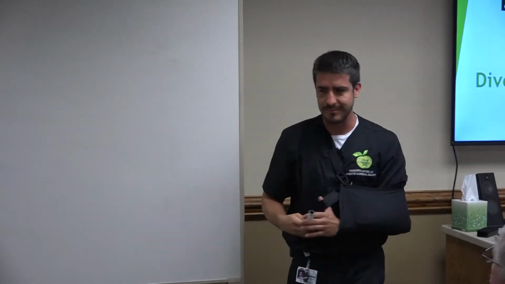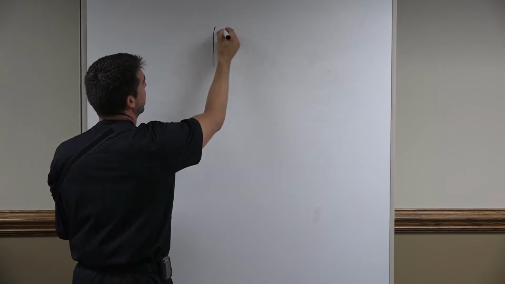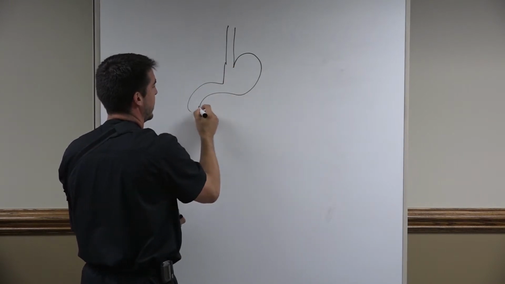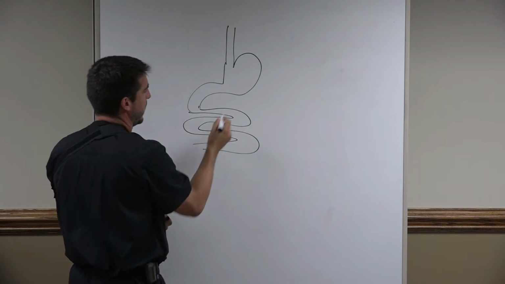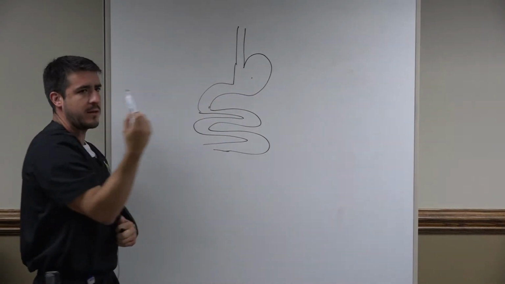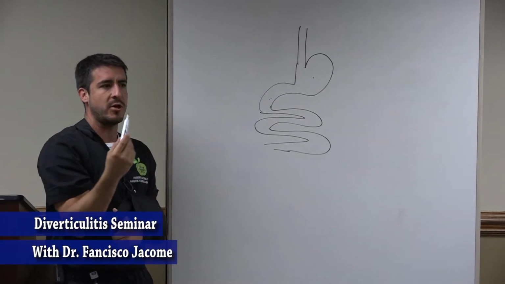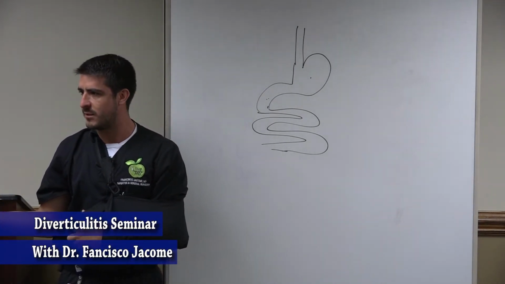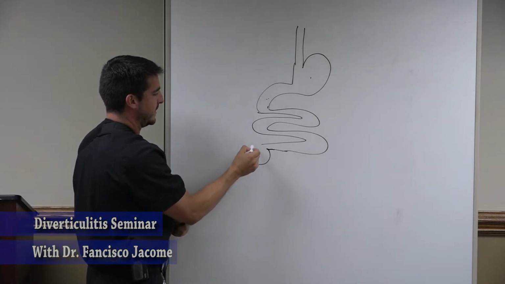So the way our system works is we have our esophagus, which is the one that carries the food from the mouth into the stomach. Then we have the stomach, and then we have the small intestine. So you swallow the food, the stomach is in charge of mixing the food. The small intestine is in charge of absorbing all the nutrients of the food into our system, okay? The small intestine goes into the large intestine.